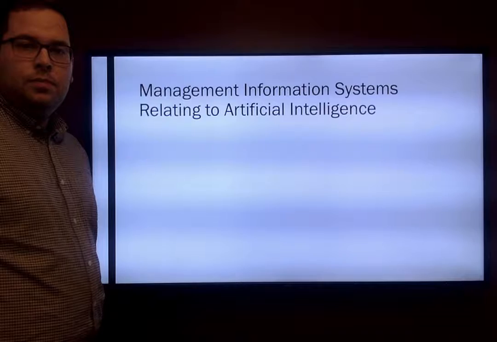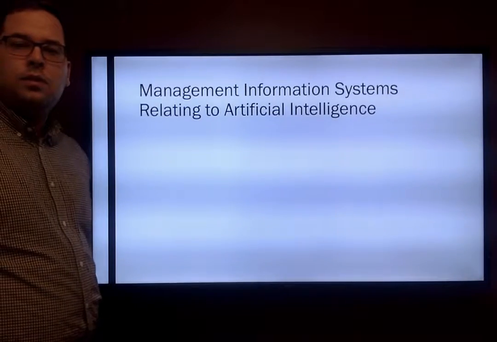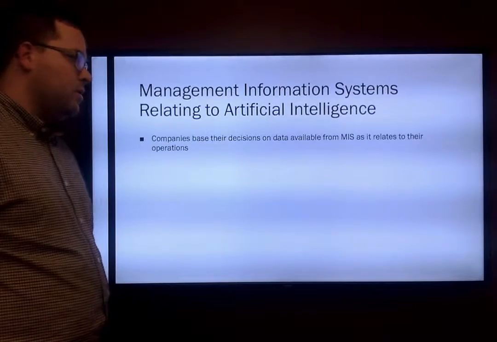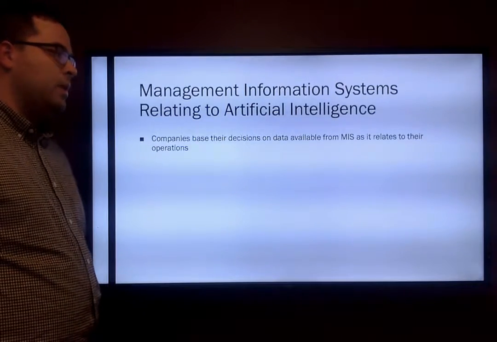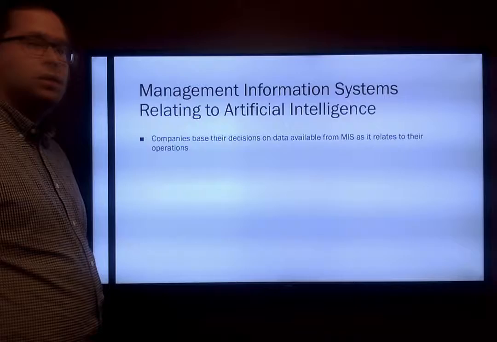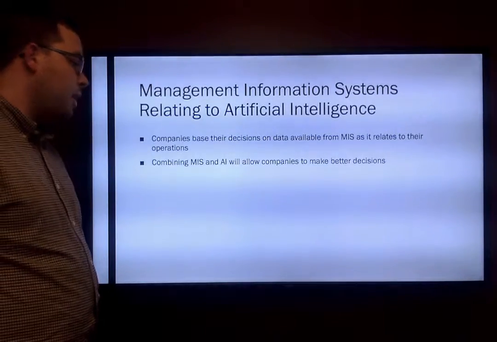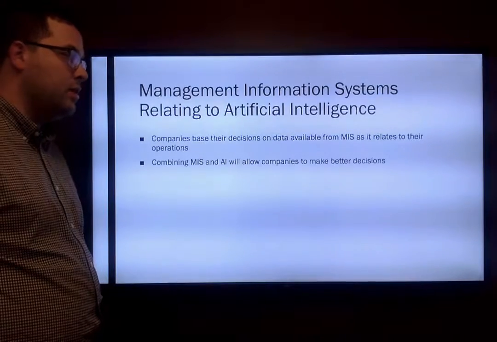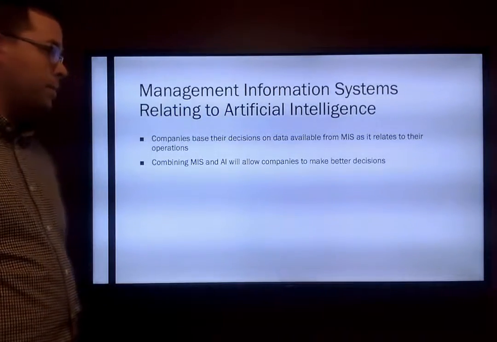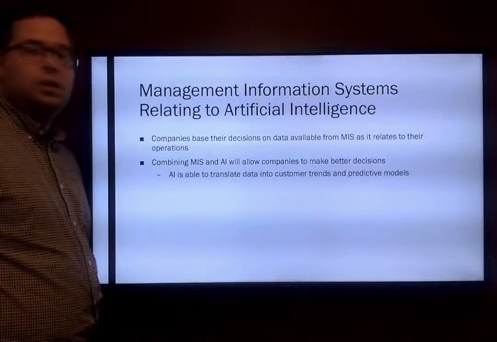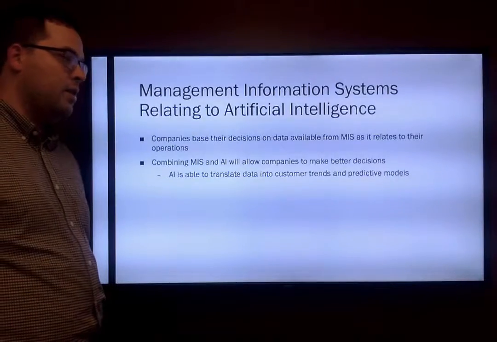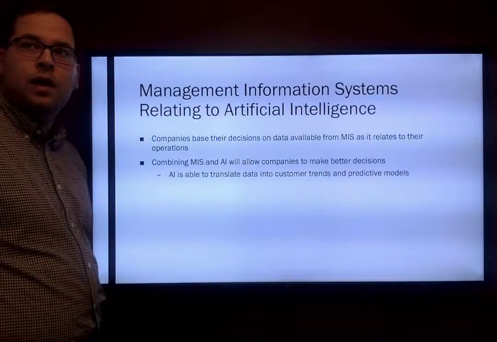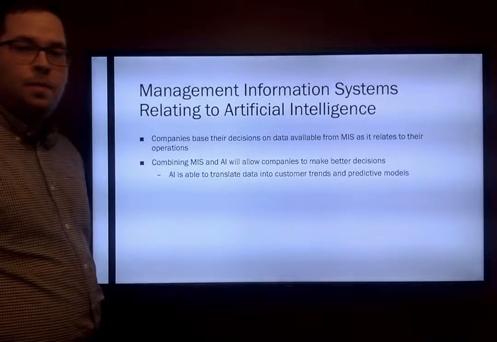Management information systems and how they relate to artificial intelligence. Companies base their decisions on the data available from management information systems as it relates to their operations. Combining MIS and artificial intelligence will allow companies to make decisions that are more efficient and better. Artificial intelligence is able to translate data into customer trends and predictive models. The most obvious example that I can think of for this is Amazon.